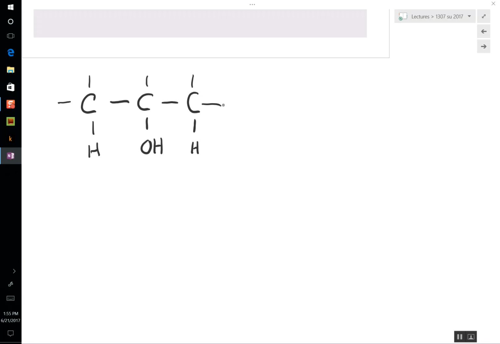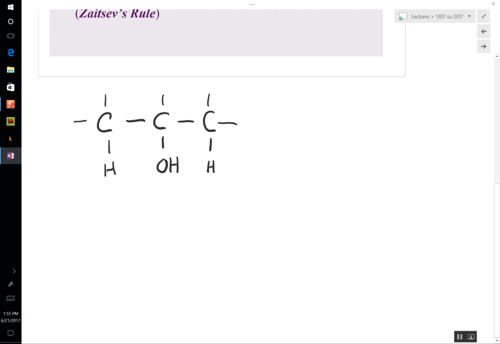I probably should have drawn this right in the middle of the paper, because if I eliminate that, what's going to happen is one of these electrons is going to come down into here, one of these electrons is going to come down into here, and we're going to form our water molecule, and the other electron is going to go up into there.